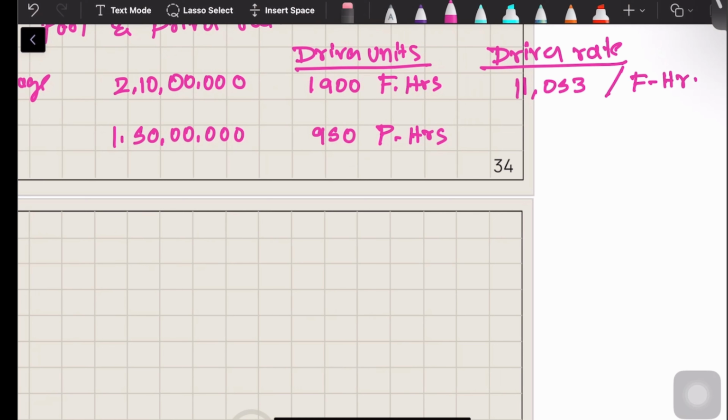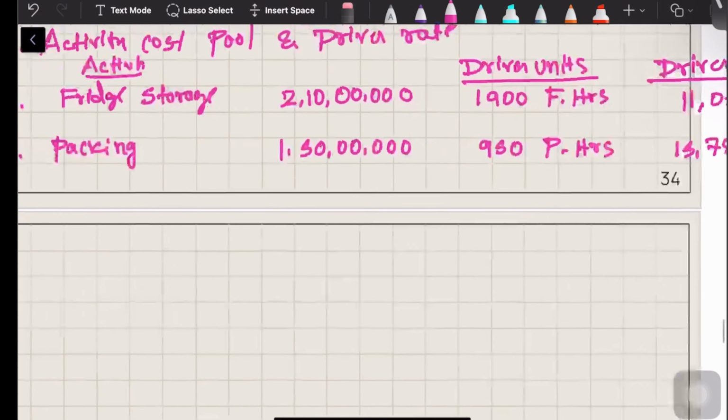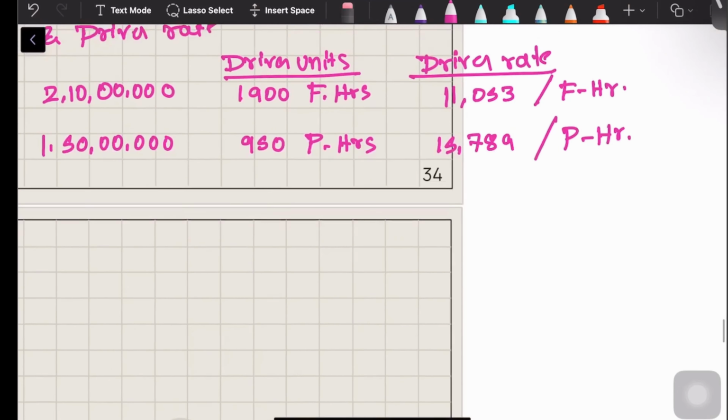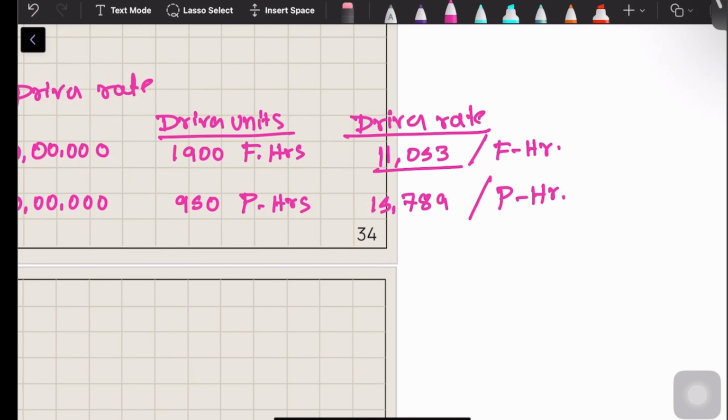Similarly, we calculate for packing hours. For packing, we get 15,789 per packing hour. So step 1 is over, so part A is also over. Step B is we multiply this driver rate by the activity utilization of chocolate ice cream.